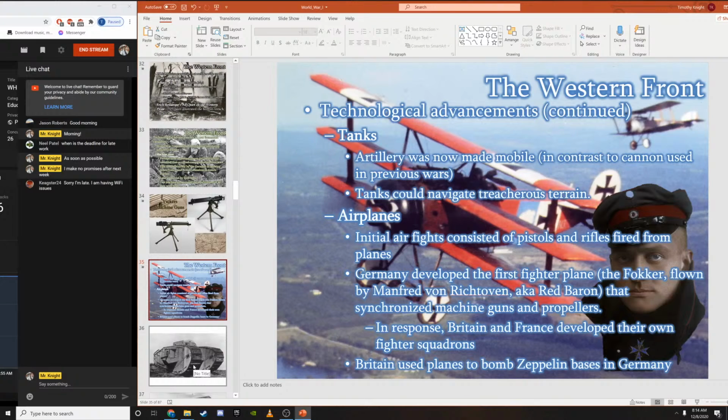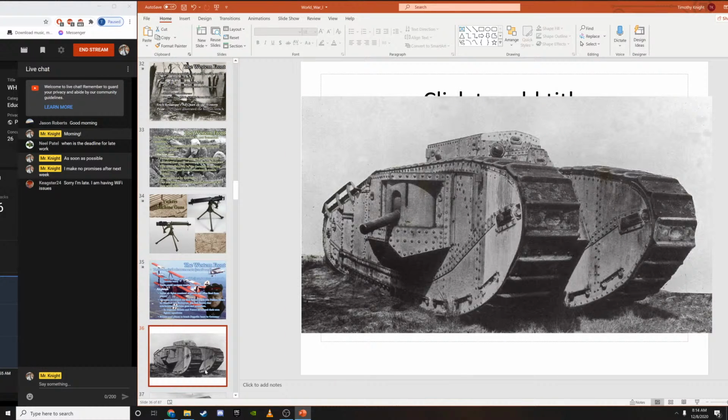And those Zeppelins could really cause problems if you weren't careful. And so the British would bomb the Zeppelins and try and prevent the Germans from being able to use them to their advantage. Here you can see an old World War I style tank.